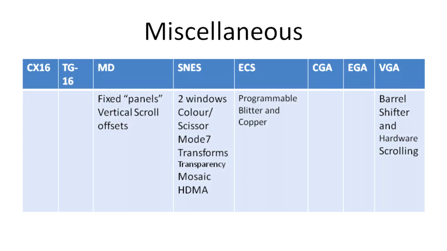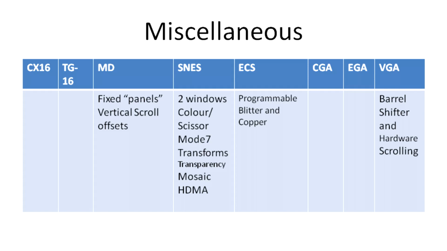Miscellaneous. It's worth noting that the MegaDrive also has fixed panels. You can set an area to not be affected by the scroll. I think it's on both planes. And it has vertical scroll offsets, so each tile can be at a different scroll. You've seen that in how they do the moving platforms in Sonic the Hedgehog, for example.